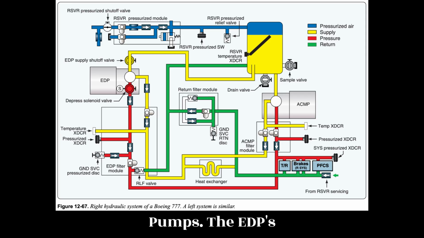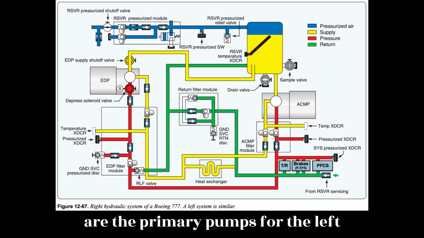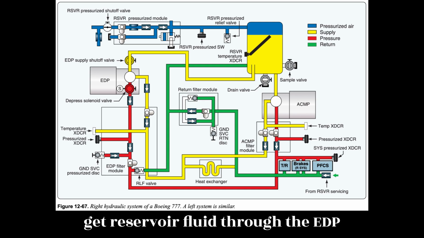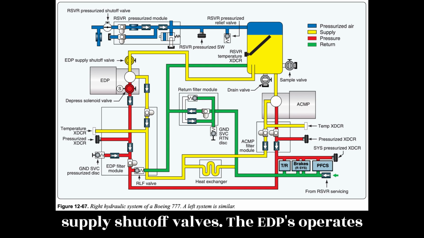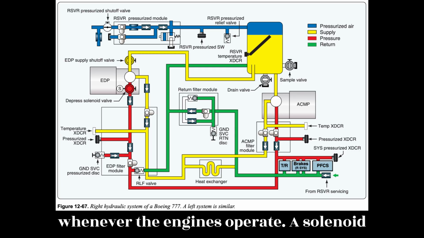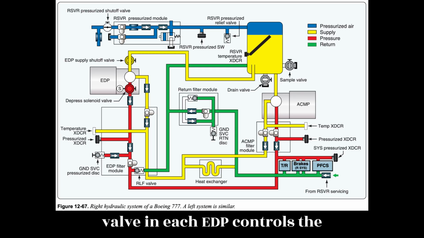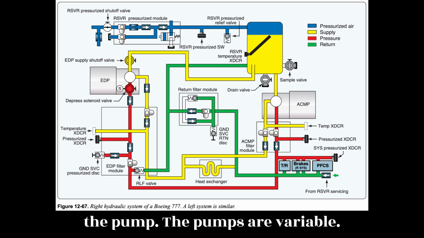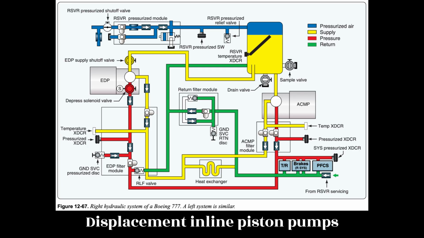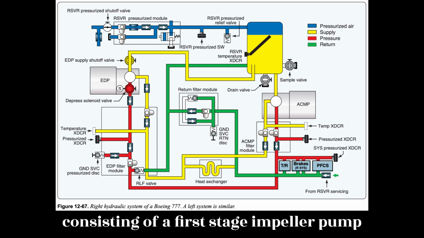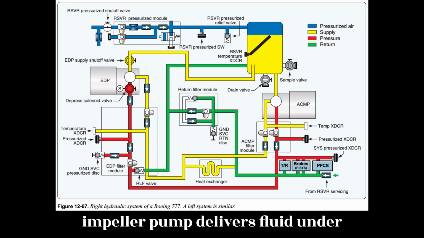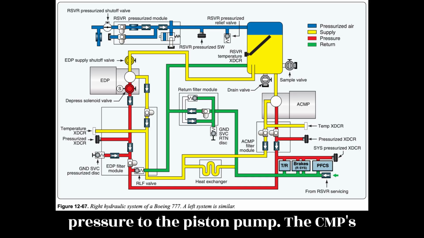Pumps. The EDPs are the primary pumps for the left and right hydraulic systems. The EDPs get reservoir fluid through the EDP supply shutoff valves. The EDPs operate whenever the engines operate. A solenoid valve in each EDP controls the pressurization and depressurization of the pump. The pumps are variable displacement inline piston pumps consisting of a first-stage impeller pump and a second-stage piston pump. The impeller pump delivers fluid under pressure to the piston pump.